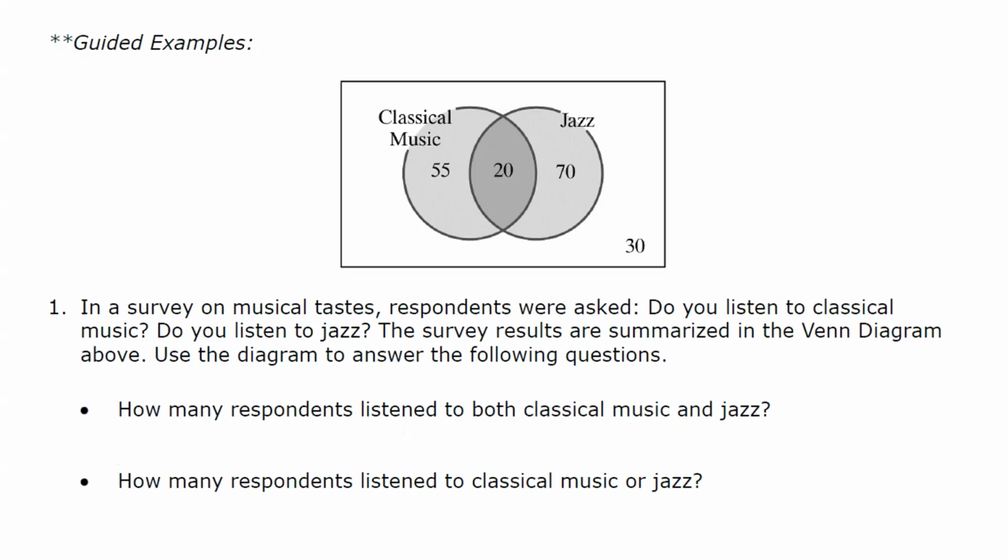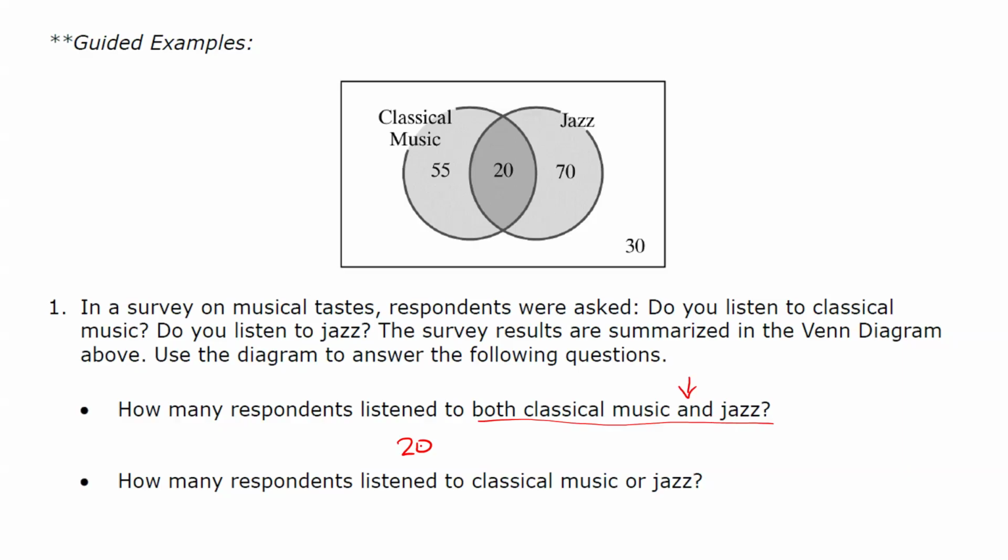How many respondents listen to both classical music and jazz? So the key here is both classical music and jazz. And we know and signifies an intersection. So we're going to look at the intersection between the two circles, or what they have in common. And that would be 20.